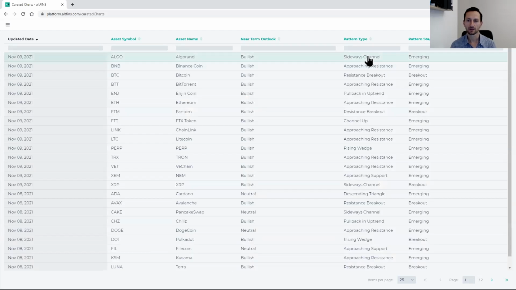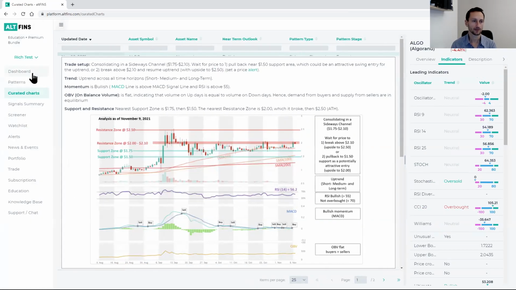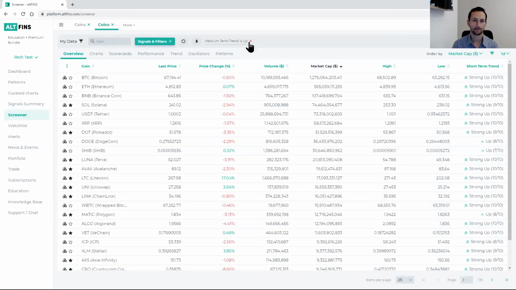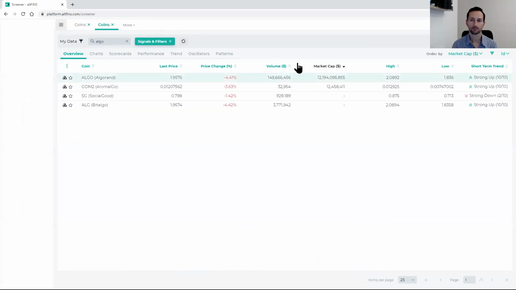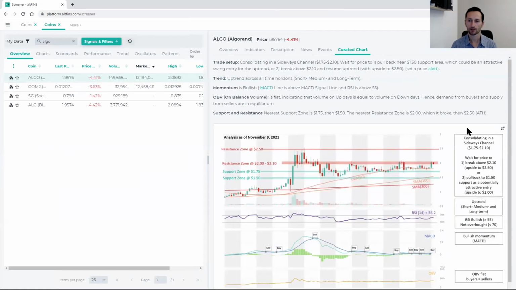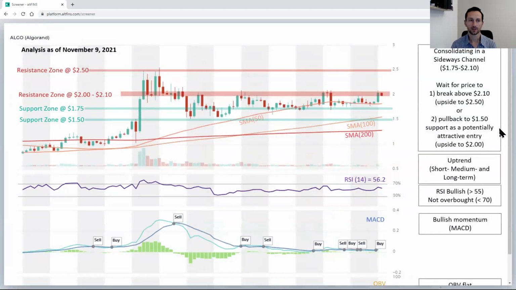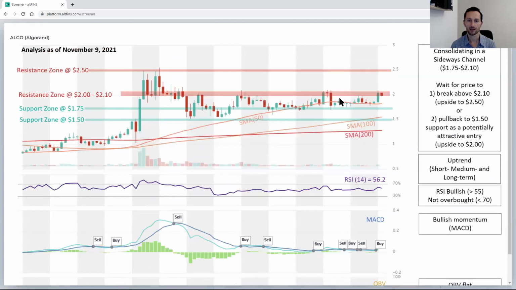So in some cases, like the sideways channel, it's better if I go through the screener. And that way I can blow up the chart, make it bigger. You can also find the curated charts here on the screener, by the way. So this is Algorand. And what we're saying in the text here is that it's consolidating in the sideways channel. I think you can see that between about $1.75 and $2. It's been doing that for the last month and some, bouncing back and forth.